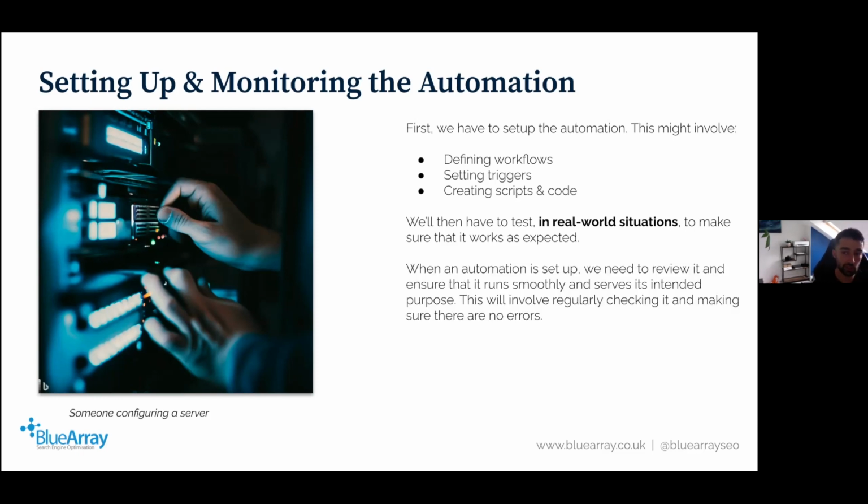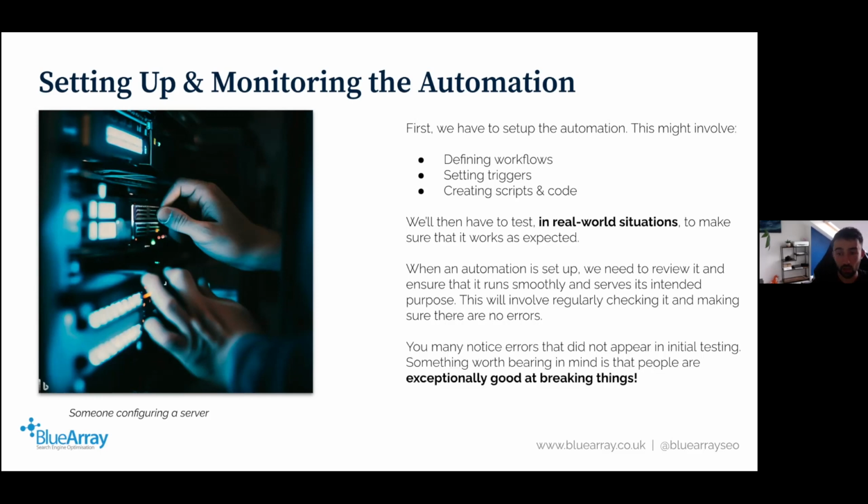When an automation is set up, we need to review it and ensure that it runs smoothly and serves its intended purpose. This will involve regularly checking it and making sure that there are no errors. You might notice errors when you release it to the wider world or to your colleagues that don't necessarily appear in initial testing. Something worth bearing in mind is that people are exceptionally good at breaking things in ways that you might not necessarily expect.